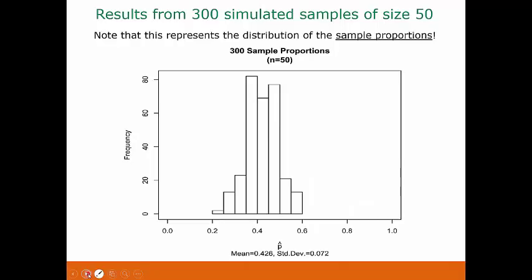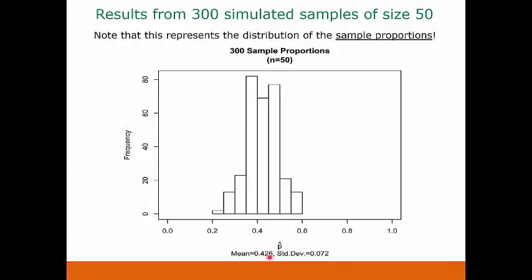Here are the results from 300 simulated samples of size 50. So here we have samples of size 50 instead of size 10, but we're still doing the same thing. For each sample, we're finding the sample proportion, and then this distribution shows us what all those sample proportions look like. So in this one, the highest bar looks like it's between 0.35 and 0.4. The next highest is between 0.45 and 0.5. Notice that the majority of our sample proportions are between 0.35 and 0.5.